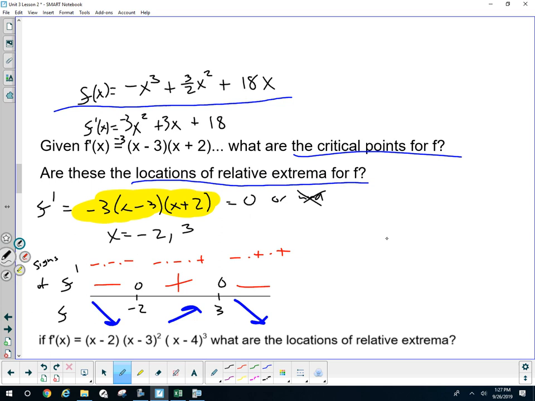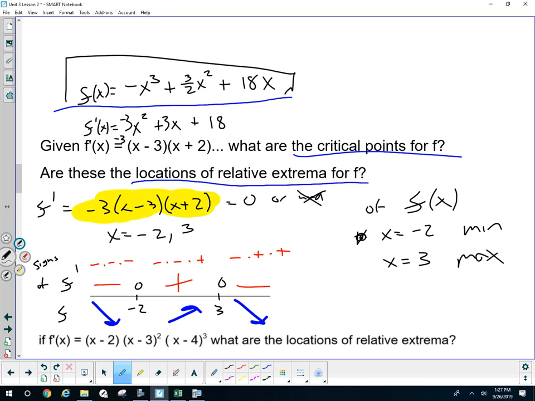I know that negative 2 is going to be the location of a min on f, and I know 3 is the location of a max on f. Don't believe me? You can graph this, and you would see that. Okay?